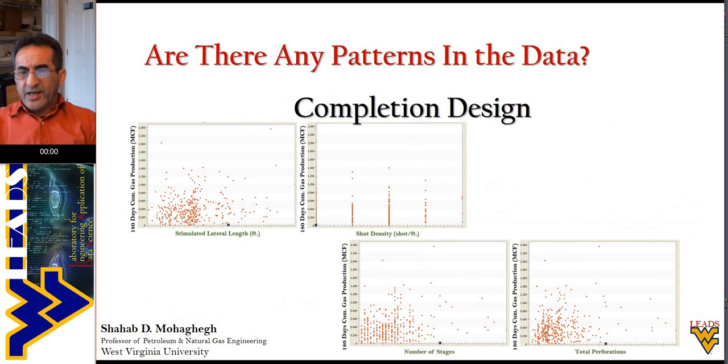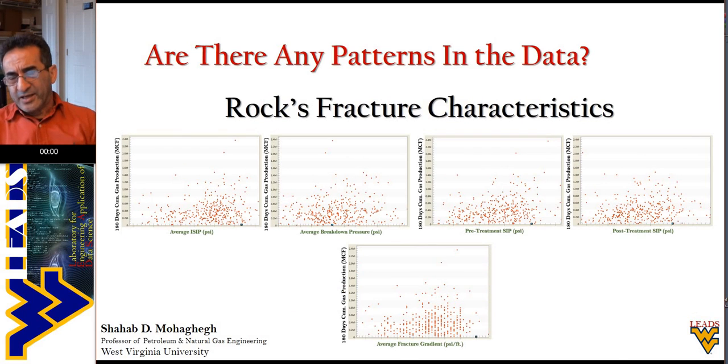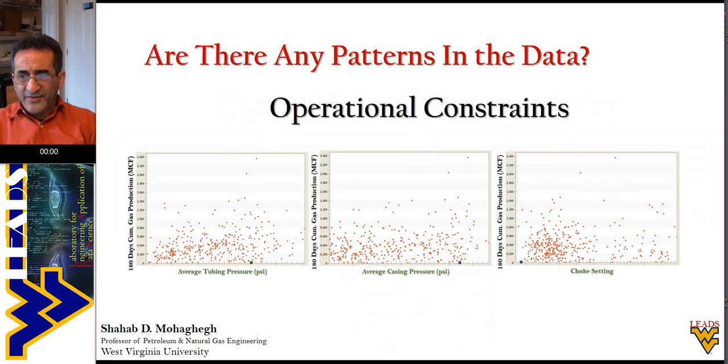This is the collection of the plots that I showed you earlier, but we're putting it together: the plots for the formation, the series of plots that have to do with completion design, the series of plots that have to do with fracture implementation, and the series of plots that have to do with rock fracture characteristics. And finally, the three plots that have to do with operational conditions.